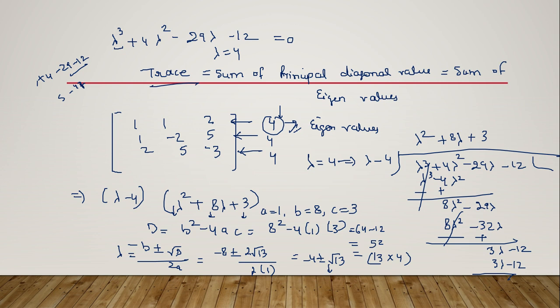I'm hoping that you got this topic very well, that if the sum of each row is equal, then that equal value is the eigenvalue of the matrix.